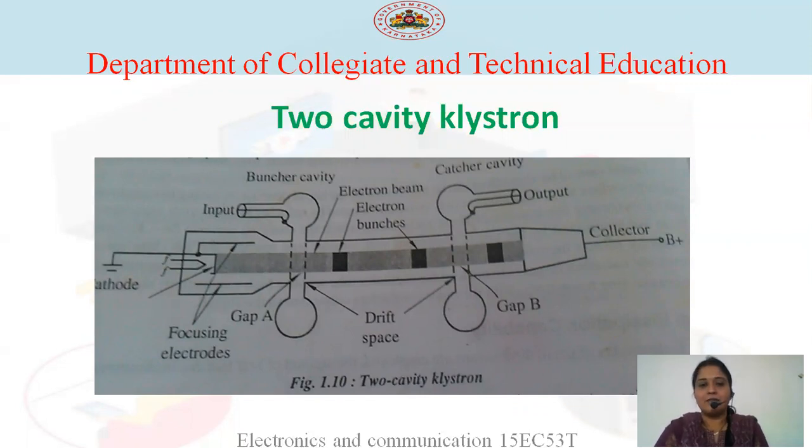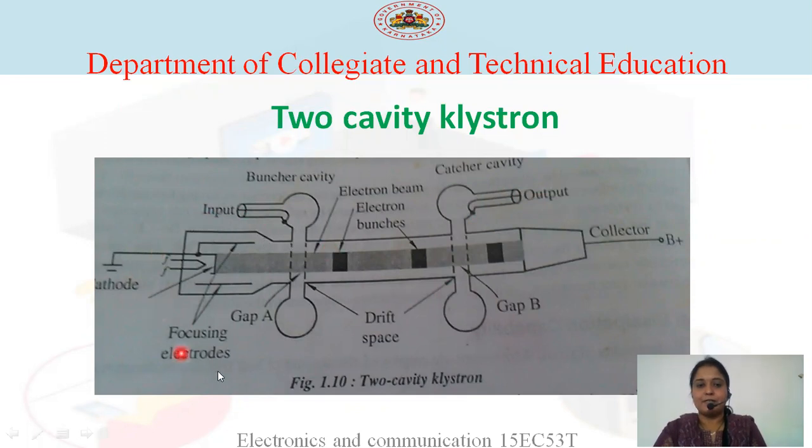Now, construction wise, if you observe, it has two cavities. The first one is the buncher cavity and this is the catcher cavity. In the buncher cavity, we apply the input which we want to amplify, and finally the output is taken from the catcher cavity.